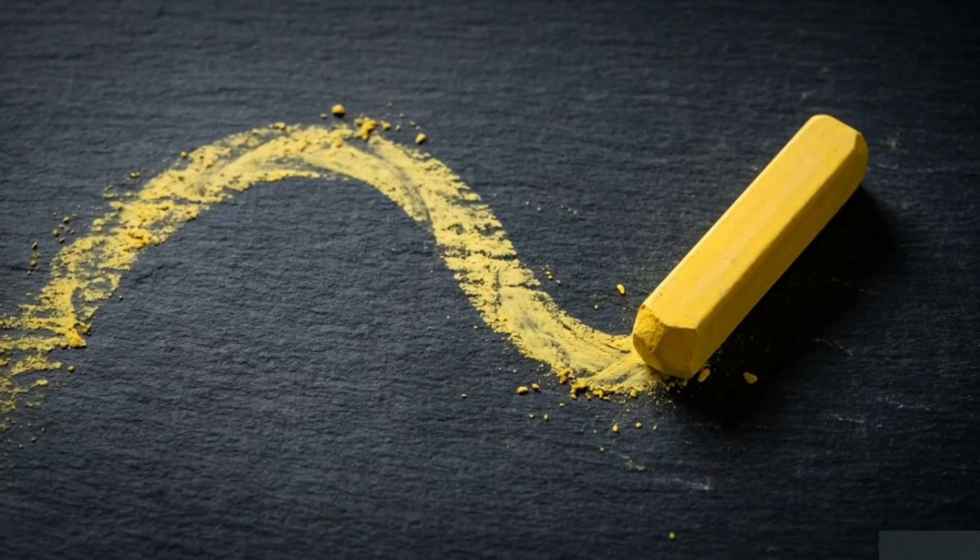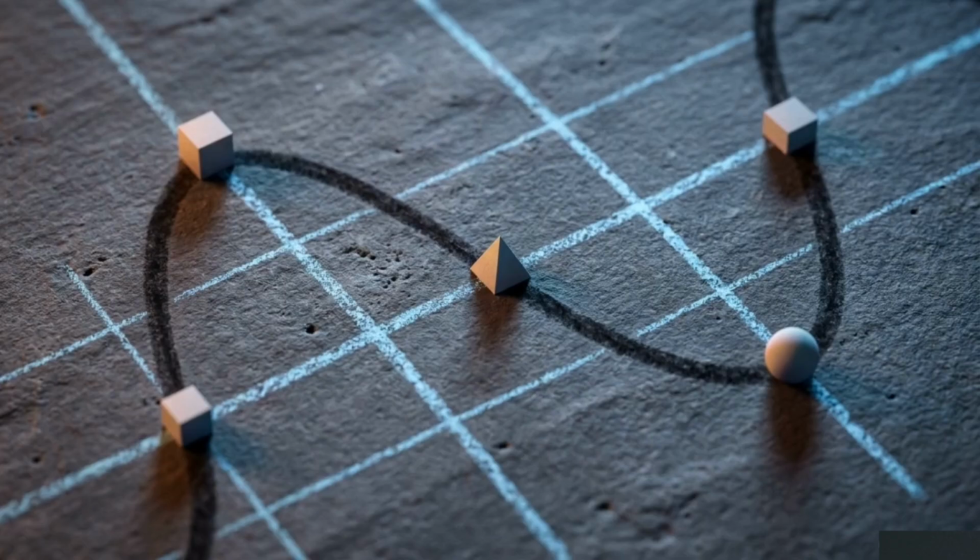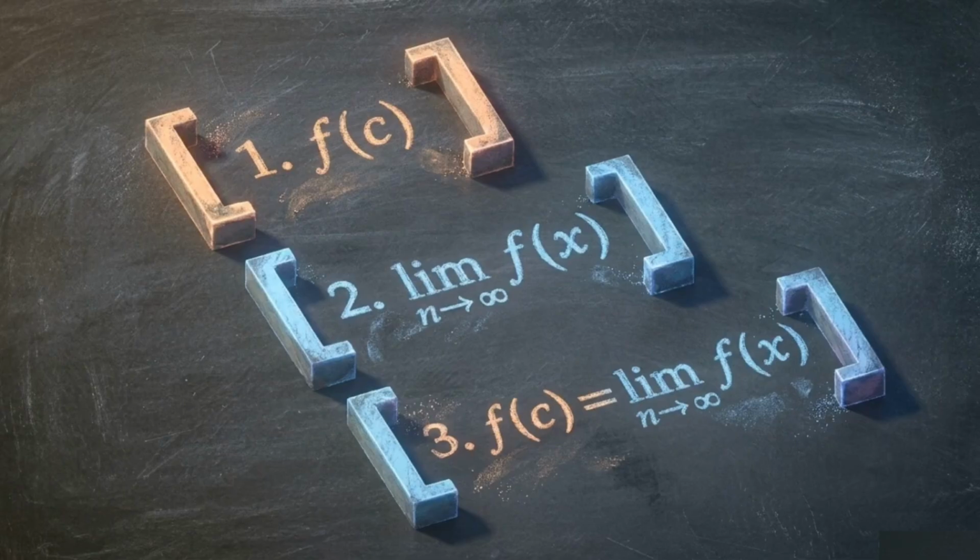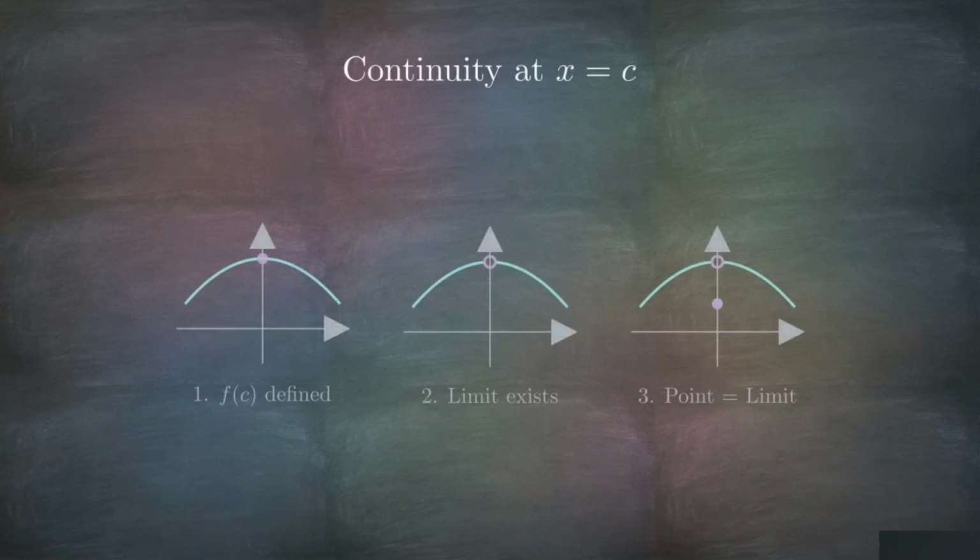In elementary algebra, we are often taught that a continuous line is simply one you can draw without lifting your pencil. In calculus, however, we move past visual intuition and use a three-part algebraic framework to prove a function is continuous at a specific point. To prove continuity at a point x equals c, a function must satisfy three specific requirements.